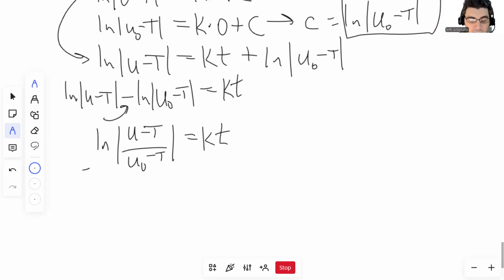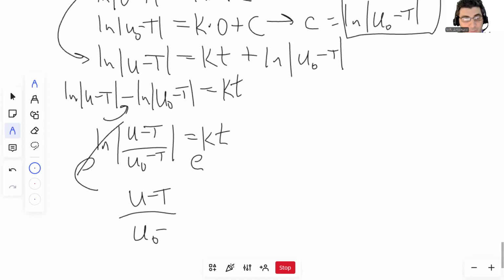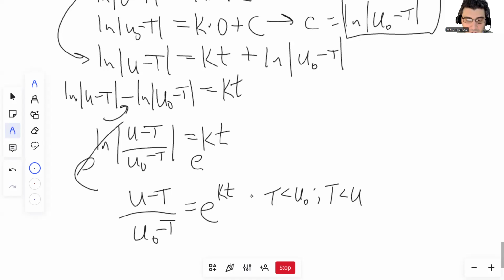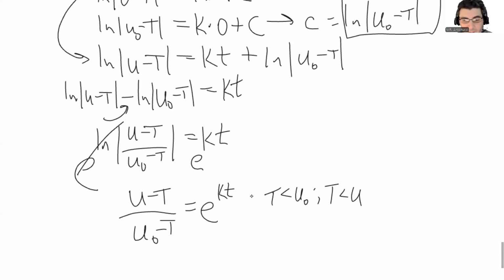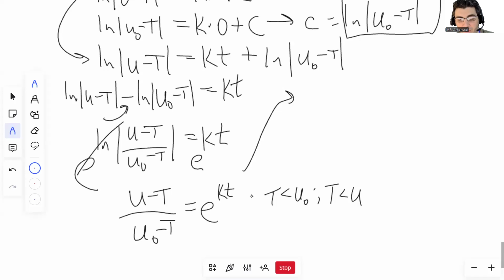At this step, we exponentiate both sides, and the e and the natural log cancel. So you would have (u minus T) over (u naught minus T) equals e to the kt. In this situation, since T is less than u naught and T is less than u, we can take the absolute values off because it's not going to end up being negative. Then multiply both sides by u naught minus T, so you have u minus T equals (u naught minus T) e to the kt.